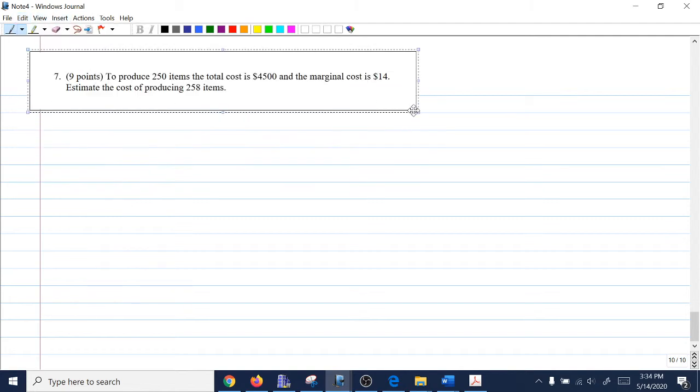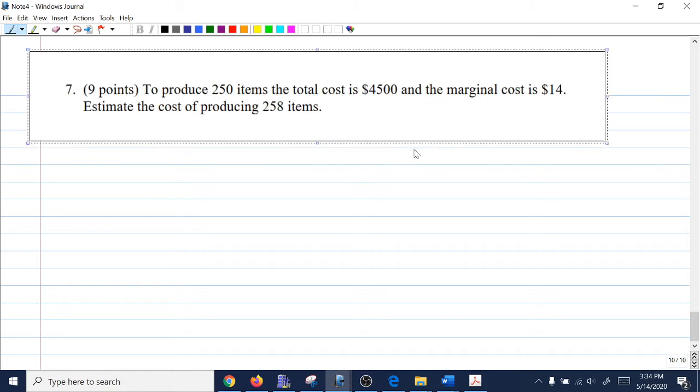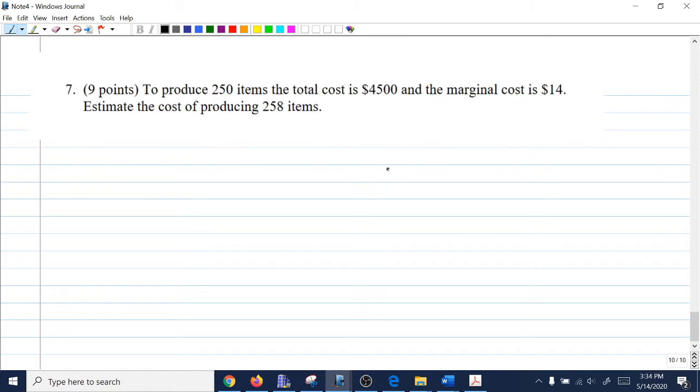Here's a problem. To produce 250 items, the total cost is 4,500. The marginal cost is 14. Estimate how much it will cost to produce 258 items. This is one of many problems that can be done by new y value is approximately an old y value plus a derivative times a change in x, right?